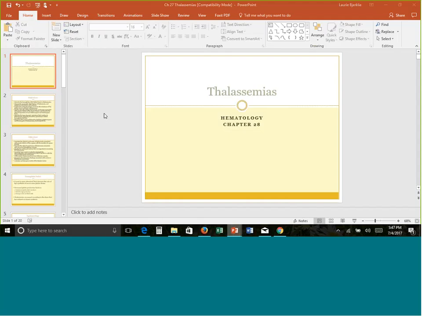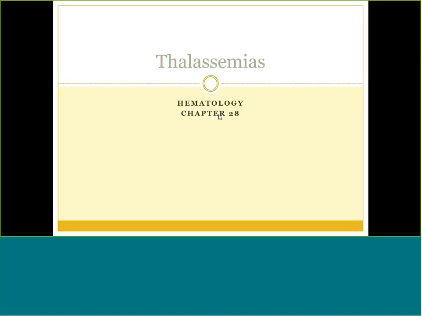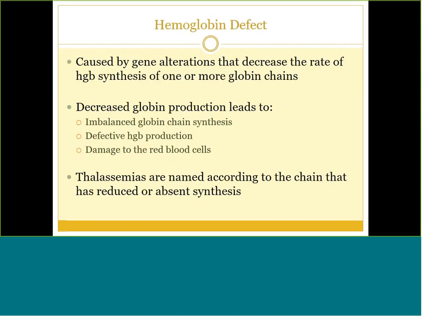All right, let's jump to our next chapter, which is chapter 28 on thalassemia. All right, so we'll just skip through the objectives. So again, thalassemias are in the quantitative category. And there is some alteration to their gene, but it causes a decreased rate of hemoglobin synthesis of their globin chain. So it's still affecting the globin chain, but the globin chains are made normally when they are made. It's just that we're not making enough of them.